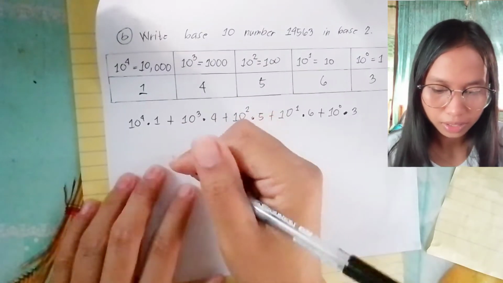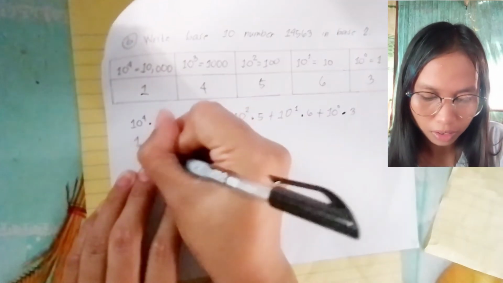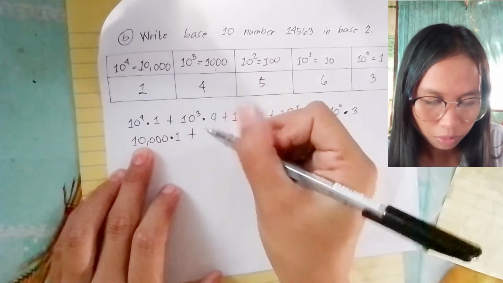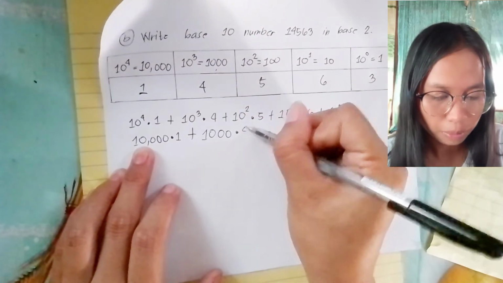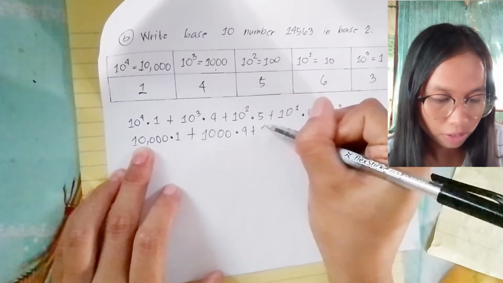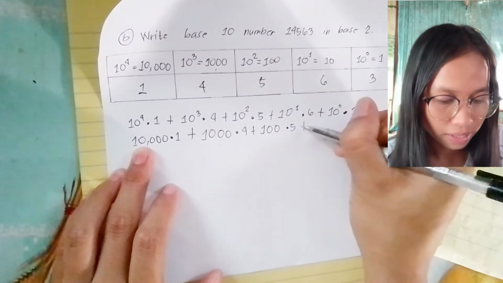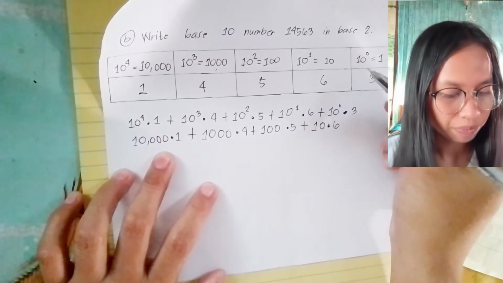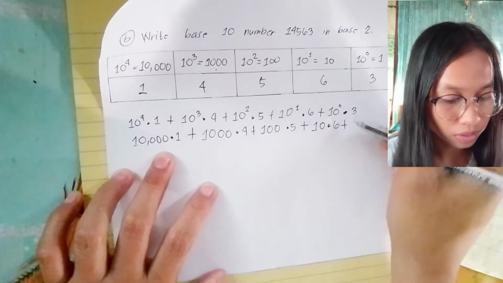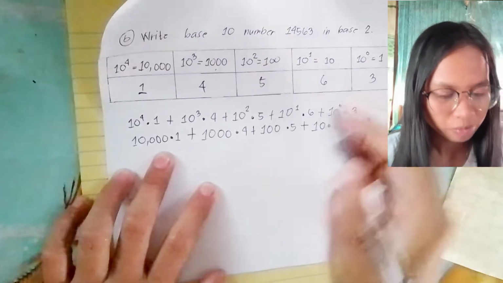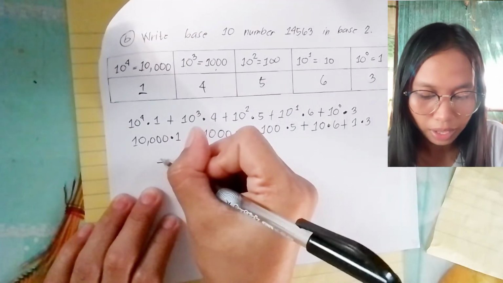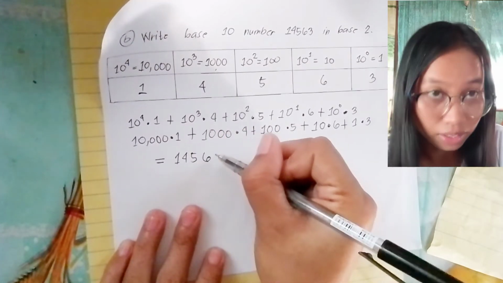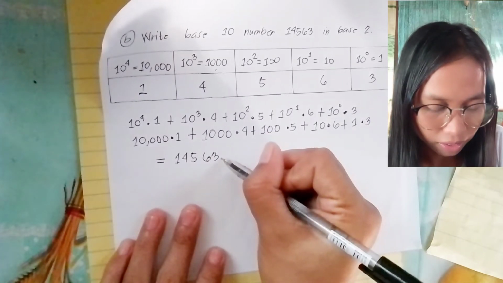So again, simplify. 10 raised to the power of 4 is 10,000 times 1 plus 10 raised to the power of 3, 1,000 times 4 plus 10 squared is 100 times 5 plus 10 raised to the power of 1 times 6 plus 10 raised to the power of 0 is 1 times 3. So to sum it up, we get 14,563.